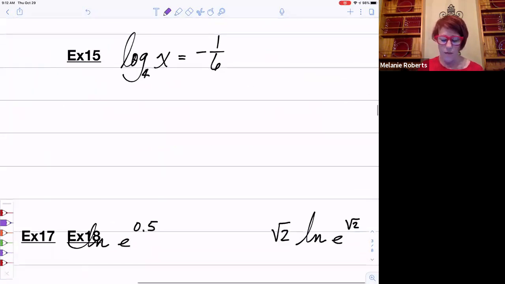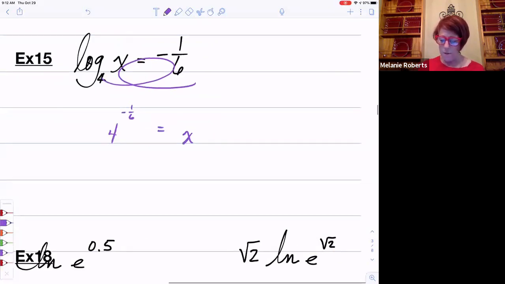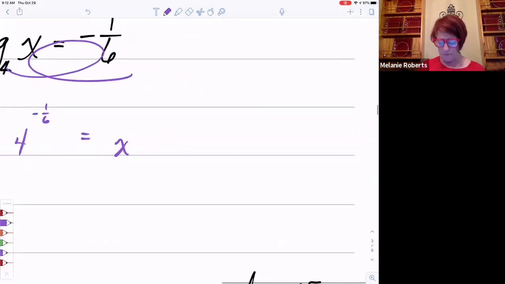When you look at number 15, let's do the exact same thing. So I have 4 raised to the negative 1/6 power is equal to x. Folks, the goal was to solve for x. The goal was to get x alone. I just did that. So this is totally fine as an answer. There are several other ways you could write this answer. I'll do this over to the side.